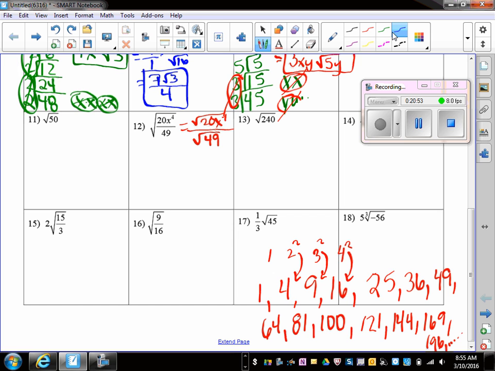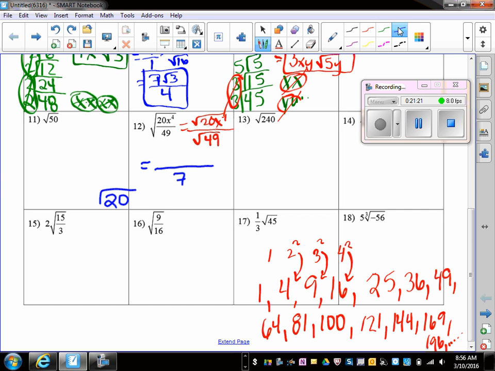Alright, so we said we can't do the square root of 20. So we're going to have to break that down off on the side. Can we do square root of 49? What was the square root of 49? 7. So we know that our denominator is 7. I'm going to throw that down there. But because we can't do the square root of 20, we have to actually break that down off to the side.